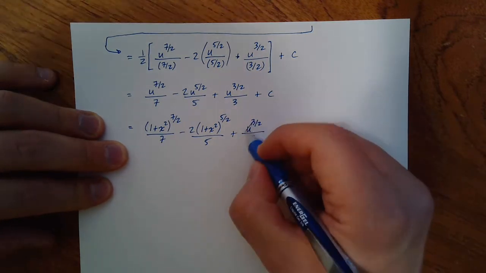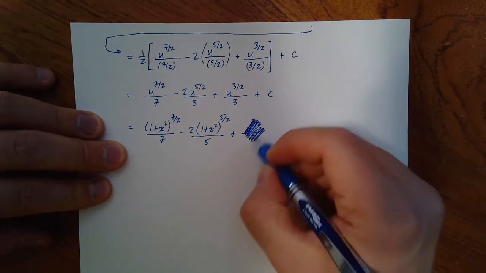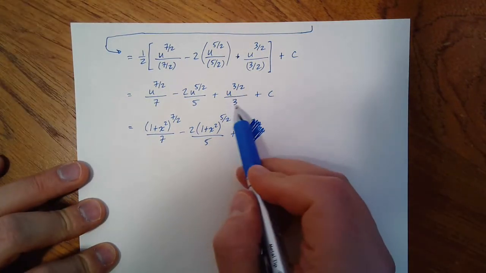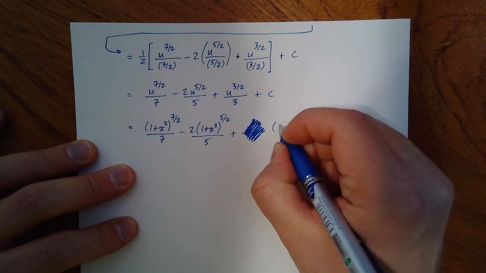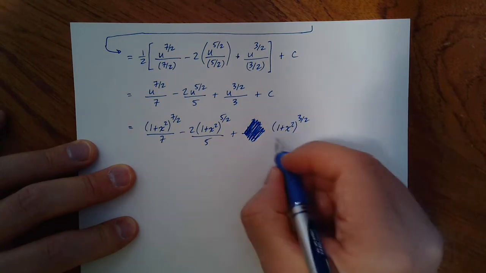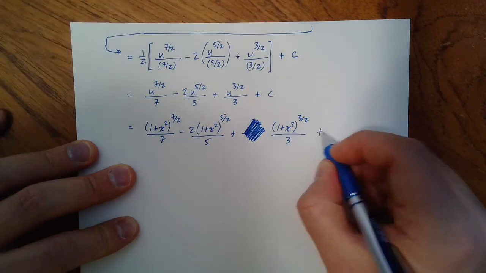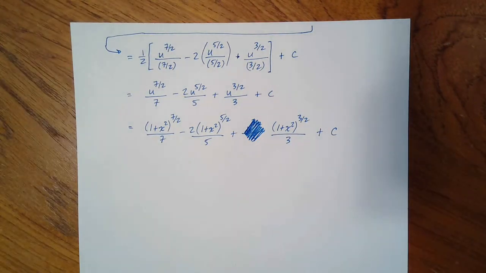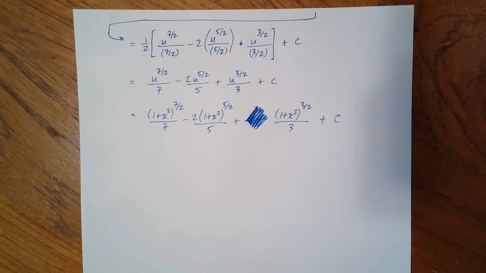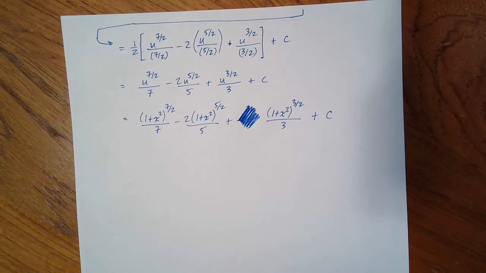Oh, geez, I'm not thinking about what I'm doing, right? We're supposed to plug in u equals 1 plus x squared. So I don't want to write u to the 3/2 over 3 again. We want to go plus 1 plus x squared to the 3/2 over 3. And then we still want our constant of integration. Unfortunately, I made things ugly there when I scribbled that out, but that is your final answer for that one. That's how you can get the antiderivative.